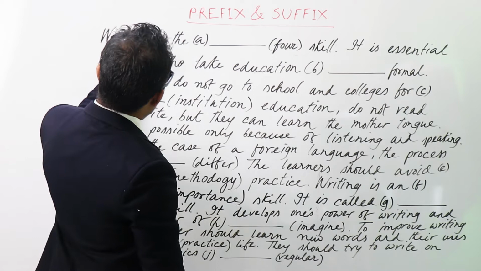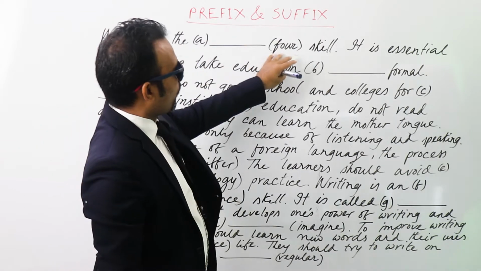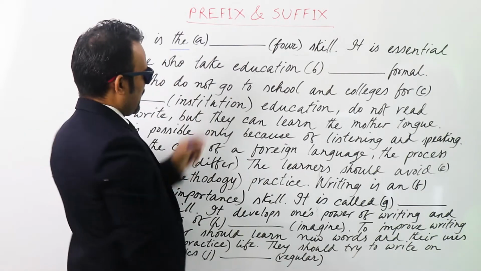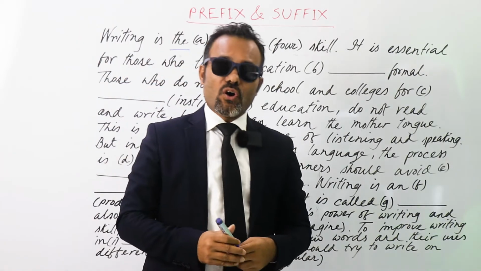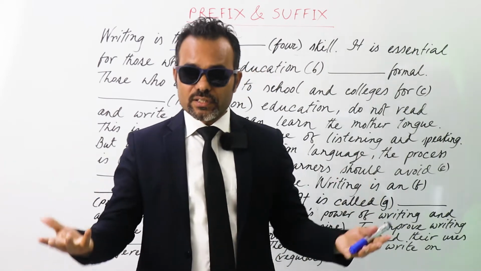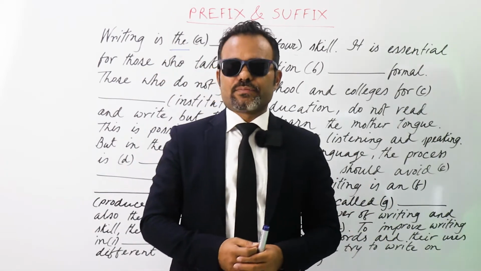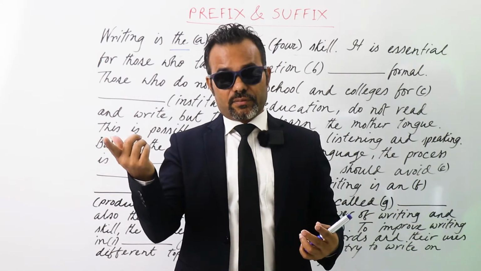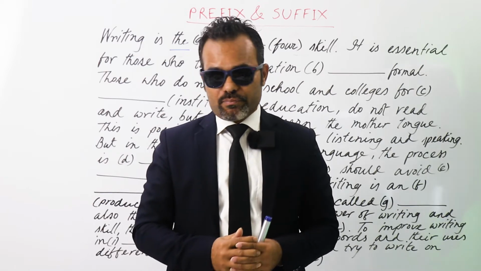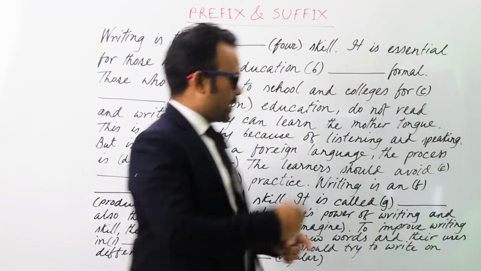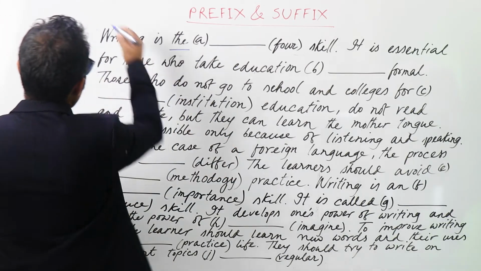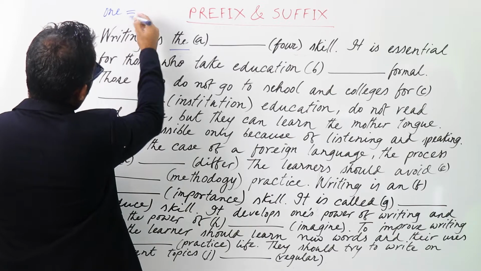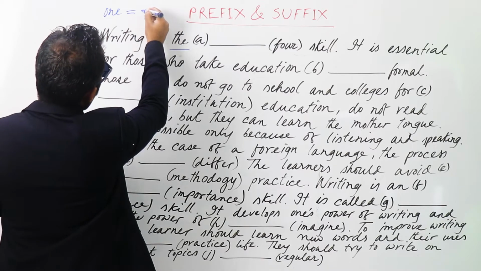Okay, writing is the 4 skill. So here we have the, and after the we use an ordinal number. Ordinal number and cardinal number, what are they? Sometimes I become confused with ordinal number and cardinal number. Now, how do I remember? I remember this way. For example, I'm writing here 1. So 1, and the opposite will be not the ordinal one.